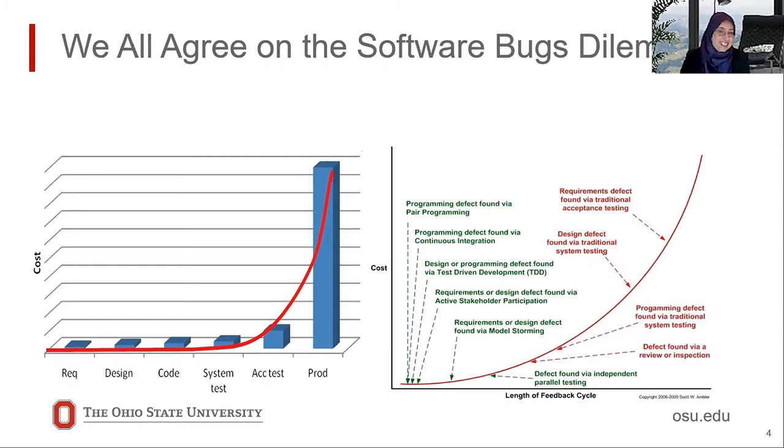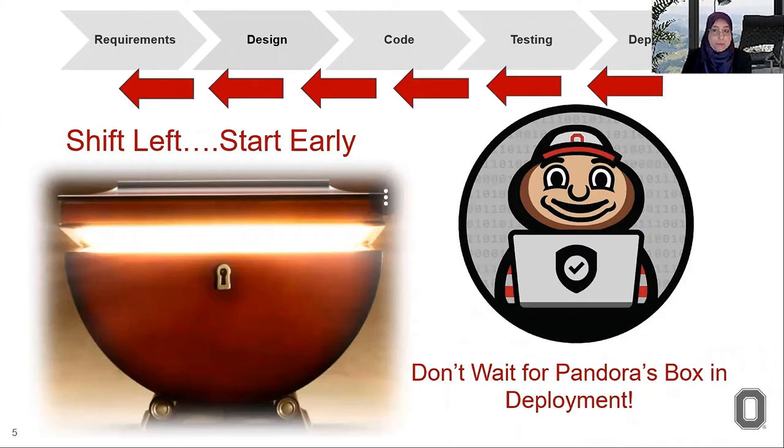So, you know what? Surprise, surprise, security bugs are no different. And the earlier security issues are discovered, actually, the better. So that's why it's really important to shift left. And by shifting left, we are talking about really wanting to start early with security, as early as maybe your requirements phase, as early as possible. And that will help prevent that you open up Pandora's box in deployment. No one wants that, right?